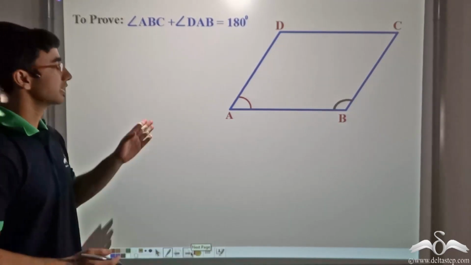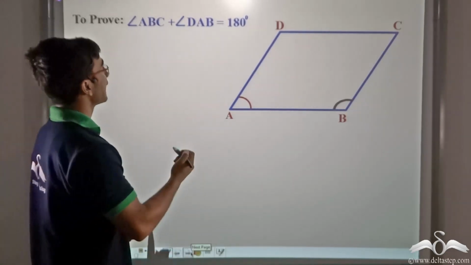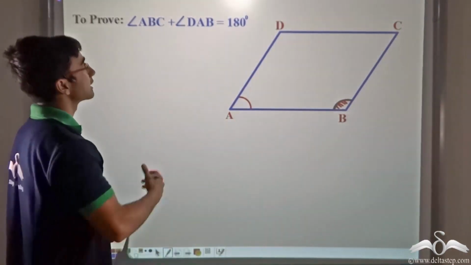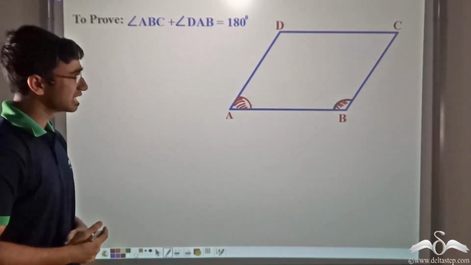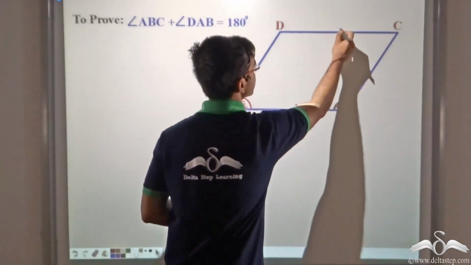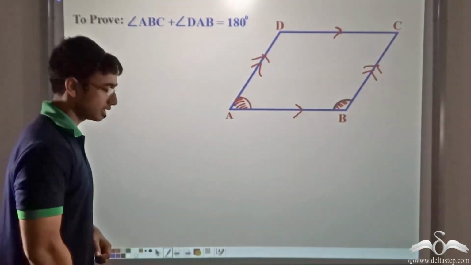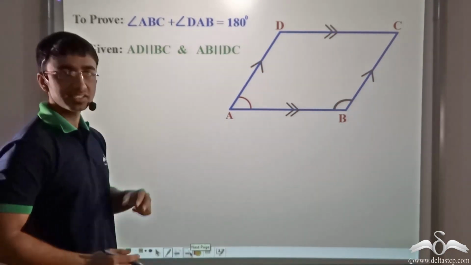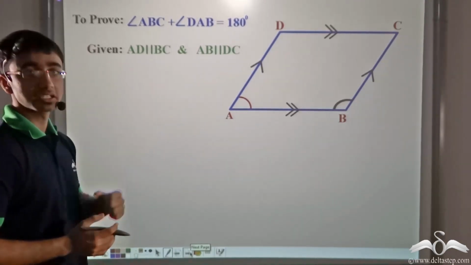So we have been given ABCD, which is a parallelogram, and we have been asked to prove that angle ABC, that is this angle, is equal to angle DAB, that is this angle. So what have we been given? We have been given that ABCD is a parallelogram, that is this side and this side are parallel, and these two sides are also parallel to one another. Thus, AD parallel to BC and AB parallel to DC have been given to us. So now let us see how we can proceed to prove this particular property.